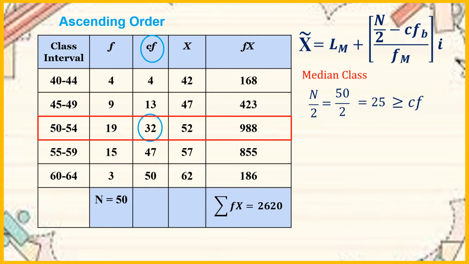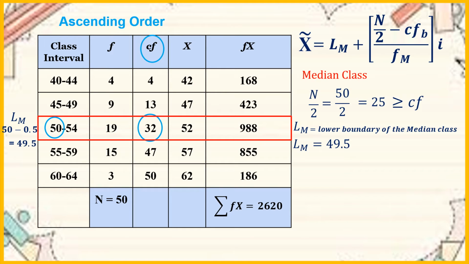From here, we shall obtain the other data that we are going to need in order to compute for the median. So we shall have LM. What is LM? It is the lower boundary of the median class. To solve for the LM, it is 50 minus 0.5. So get the lower limit of that median class, which is 50, then subtract 0.5. So LM equals 49.5. Then n over 2, we already know, is equal to 25. Then CFB, which stands for cumulative frequency below the median class.